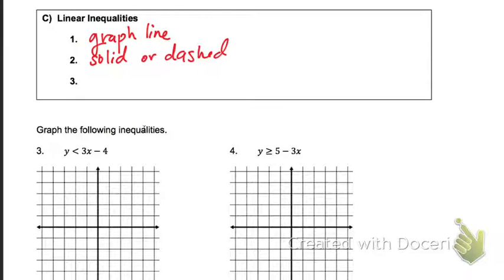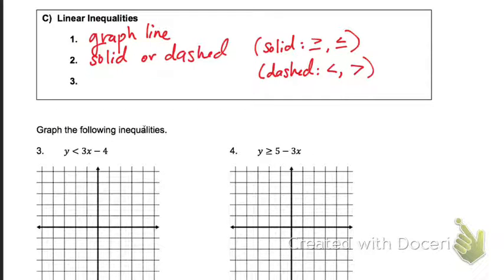How do I know it's a solid? Greater than or equal to, or less than or equal to. How do I know it's dashed? Good. Then the last step is you're going to shade.